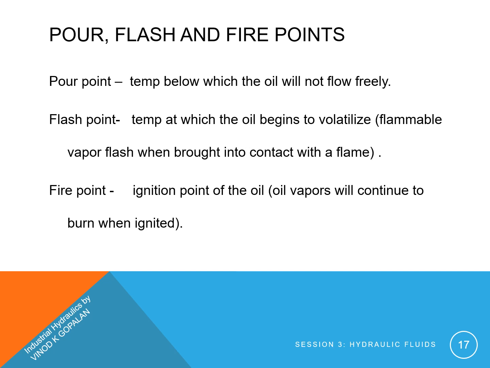Pour, flash, and fire points. Pour point is the temperature below which the oil will not flow freely. Flash point is the temperature at which the oil begins to volatilize. That is, flammable vapor flashes when brought into contact with a flame. And fire point is the ignition point of the oil. That is, oil vapors will continue to burn when ignited.